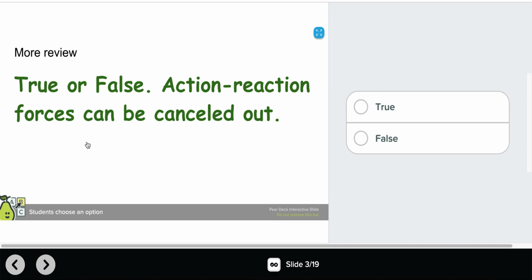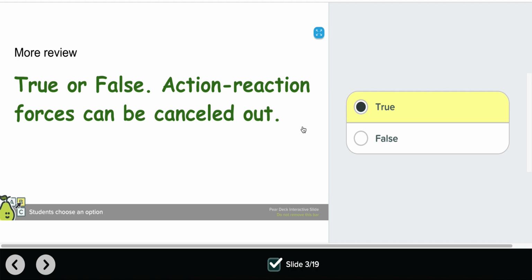Okay, next review. True or false? Action-reaction forces can be canceled out. Is that true or false? So take a second to think about it. All right, did you pick an answer? So this one is true.